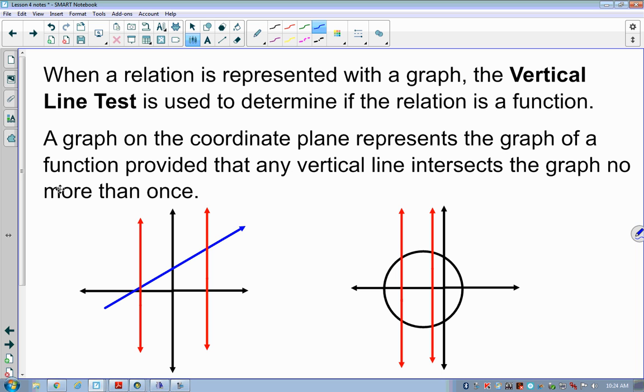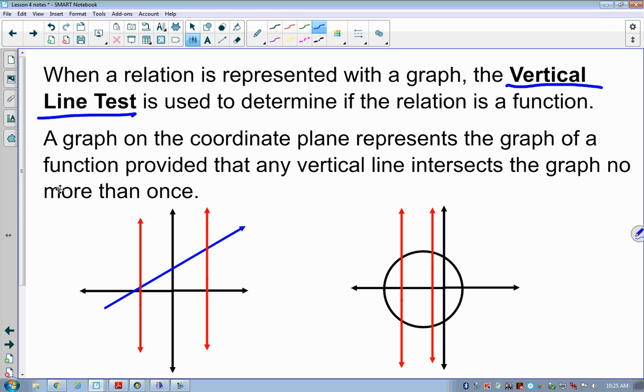All right, so we can look at this visually on a graph. When a relation, and that's just like an equation, is represented with a graph, we use the vertical line test to see if a graph represents a function or not. It's used to determine if the relation is a function. A graph on the coordinate plane represents the graph of a function provided that any vertical line intersects the graph no more than once.